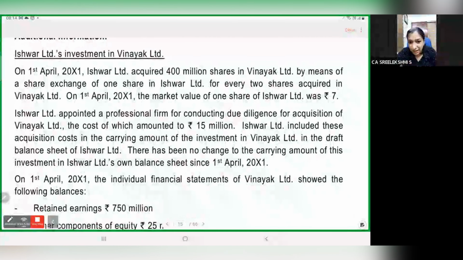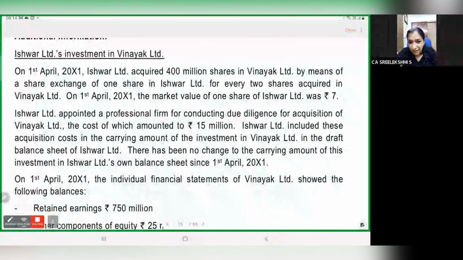Ishwar Limited included this acquisition cost in the carrying amount of the investment in Vinayak Limited. That is wrong. They have already taken 1,400 million as the investment, plus 15, so 1,415 million is what they have recorded as the cost of investment, which is wrong. This should have been adjusted in the P&L of the acquirer, the holding company, as an expense, which they wrongly included. No problem, we'll correct it. In which step will you adjust this?